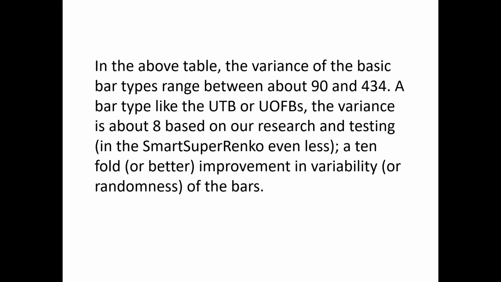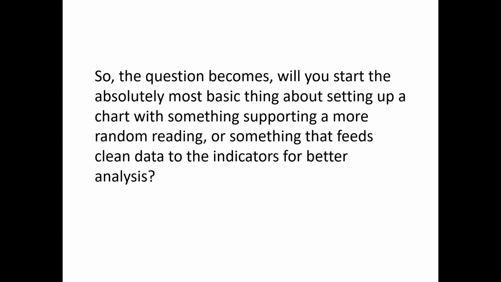In the above table that we looked at, the variance of the basic bar types went from about 90 to 434, huge variance. The variance on an ultimate tick bar, ultimate order flow bar is about 8. Tiny fraction, less than 1/10 of the smallest of them. So it's a 10-fold or better improvement in variability or randomness of the bars. This is very scientific, again, not by accident.